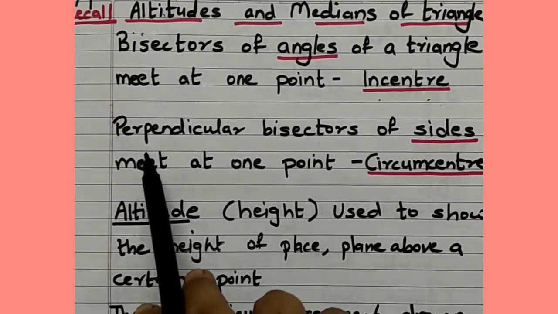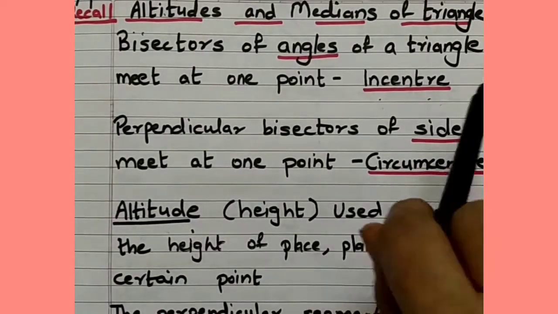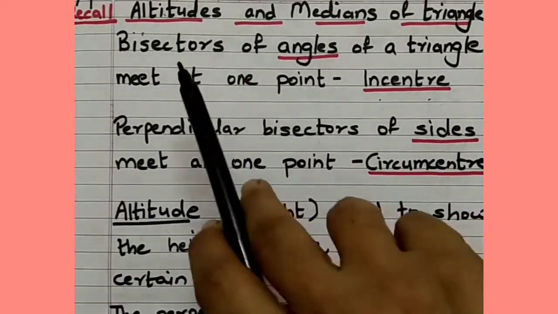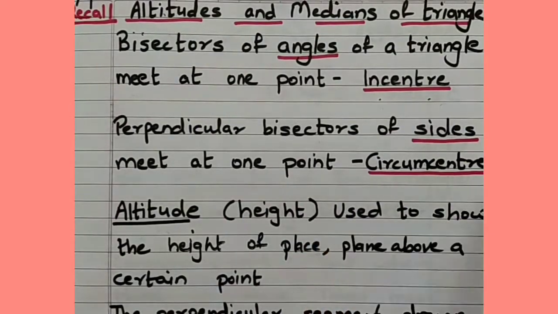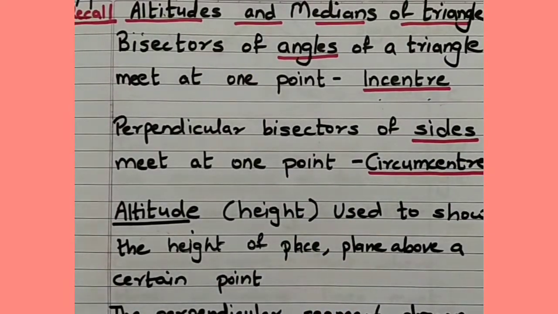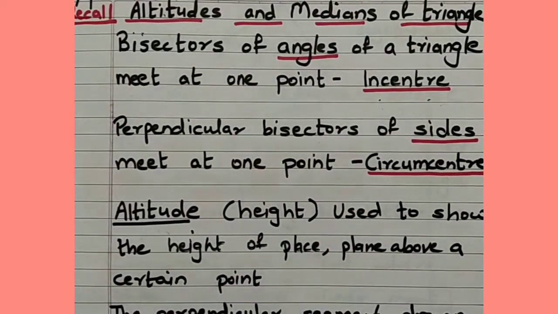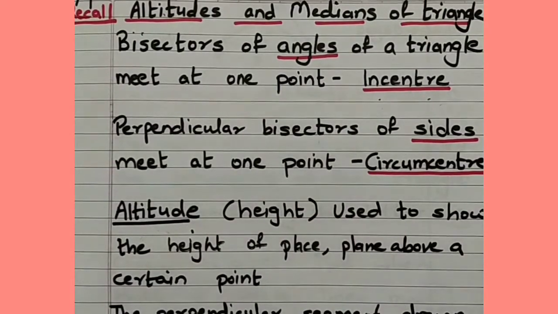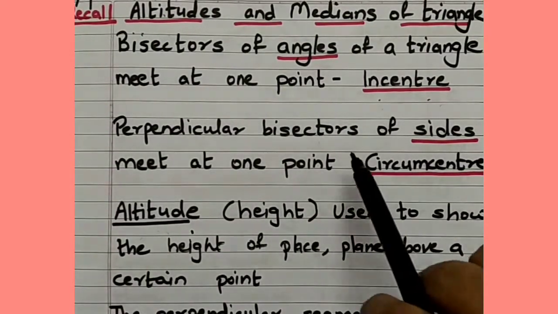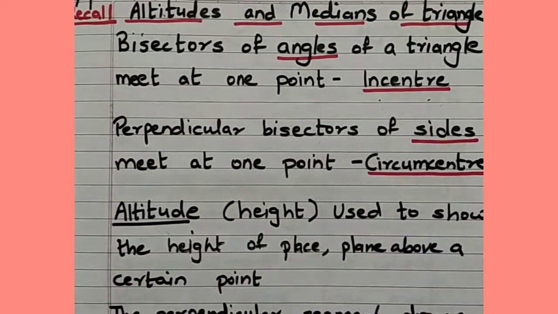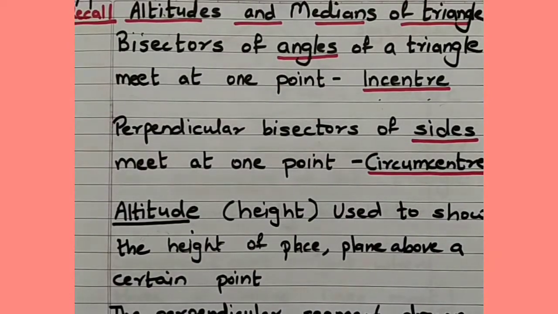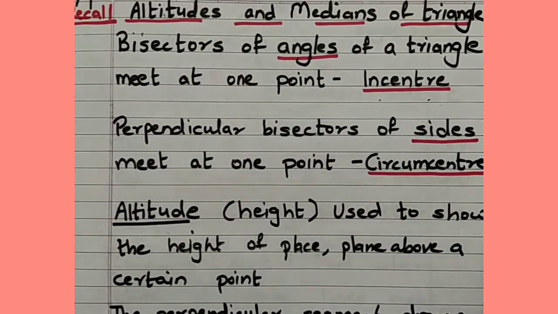Then next we have studied the perpendicular bisector of sides. Now like the angle bisector, these are the side bisectors, meaning there are three sides in a triangle and each side bisector divides each side into two equal parts. This is also a bisector. So there are two equal parts of the side, but there is a condition for it.